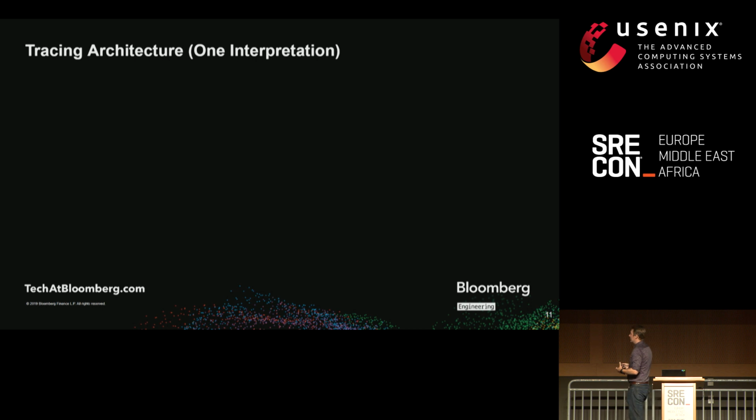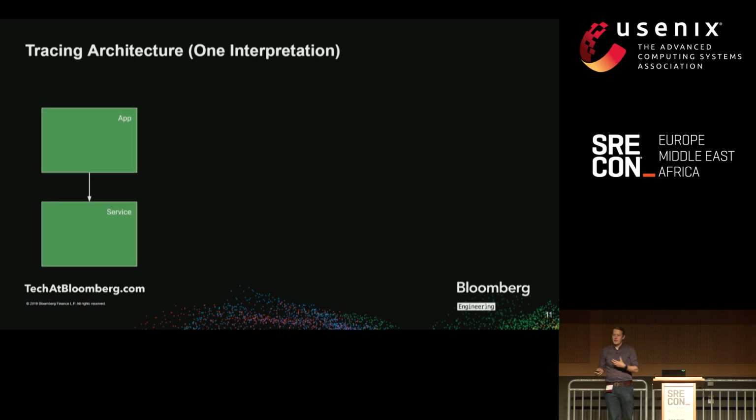Let's go behind the scenes and look at what a tracing system might actually look like. So let's start again with a simple example. I have an application, say a web server, a web application, and maybe that hits some sort of service. I'm not really talking about any specific API or technology at the moment.